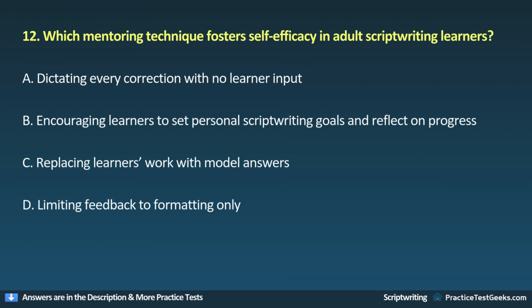12. Which mentoring technique fosters self-efficacy in adult script writing learners? A. Dictating every correction with no learner input. B. Encouraging learners to set personal script writing goals and reflect on progress. C. Replacing learners' work with model answers. D. Limiting feedback to formatting only.